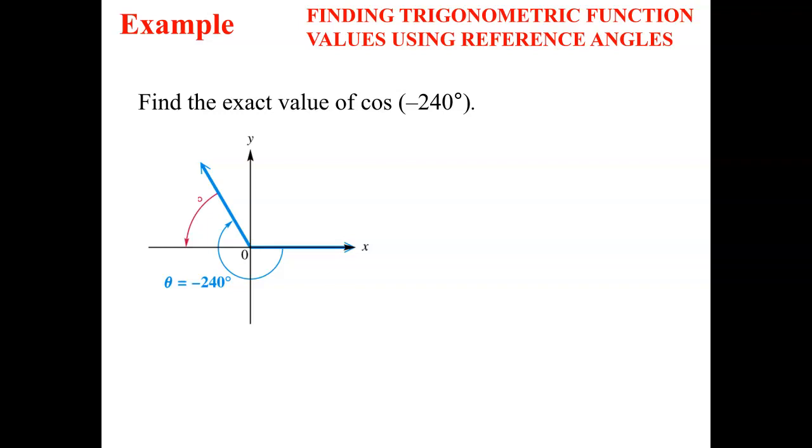Negative angle, so what should I do first? Add 360. If I add 360, what do I get? 180. You sure? 120. Okay, so 120 degrees. So what's my reference angle going to be? I'm going to subtract it from 180. 60. So my reference angle is 60 degrees.